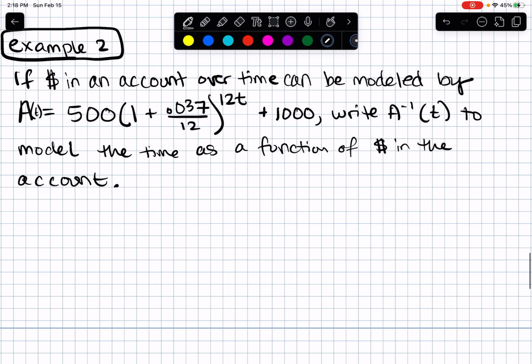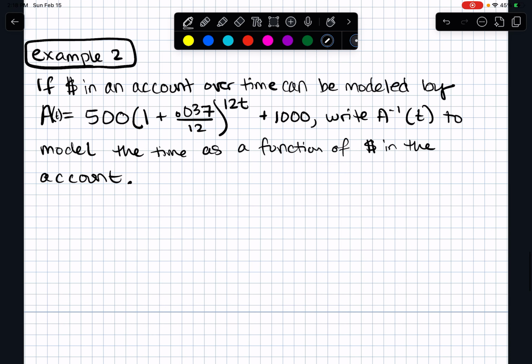If I want to write an inverse function, this function as it exists, I can put in different amounts of time and I will find out how much money I have after that amount of time. An inverse function will allow me to put in an amount of money and it will tell me how long it would take to get that money. So it's the same relationship, but instead of putting in time and getting out money, I can put in money and I will find out the time.